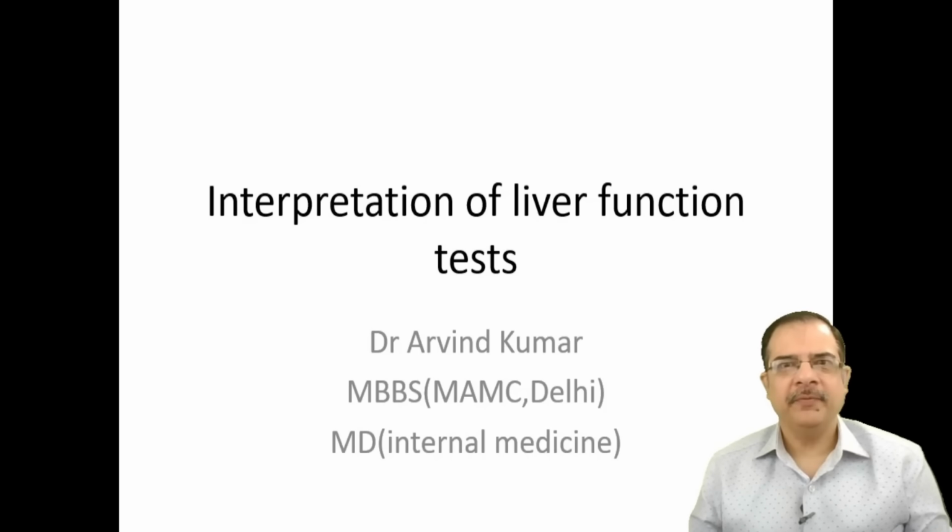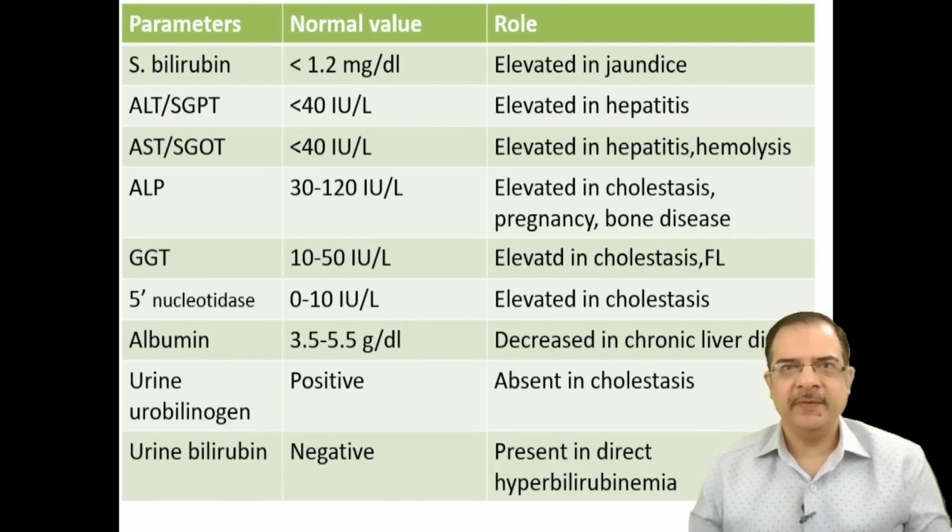In this video, we will discuss analysis of liver function test. Liver function test, we should know the normal values first. Serum bilirubin less than 1.2 milligram per deciliter, and it is elevated in any type of jaundice, whether it is hepatitis, obstructive or bilirubin metabolic disorders.